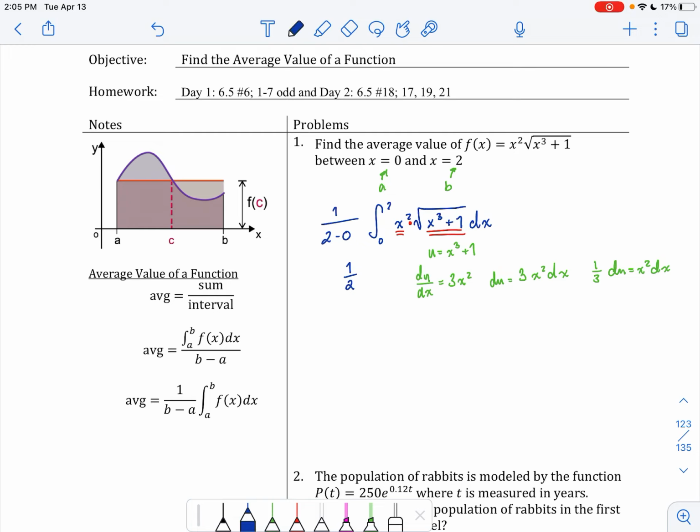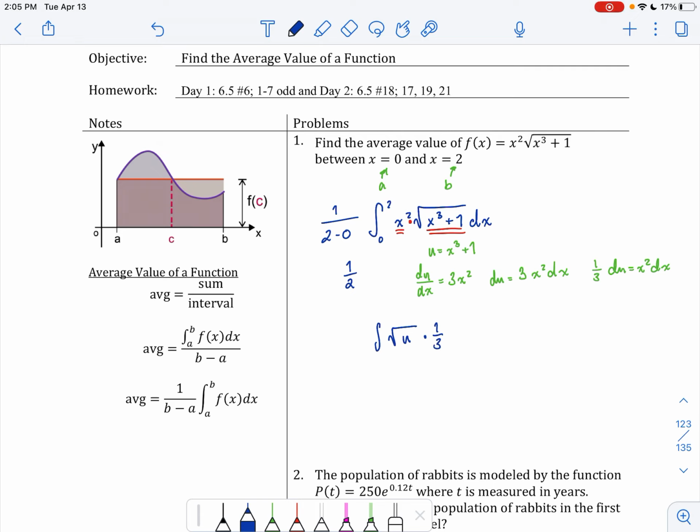So I will do my substitution for my integral, which would be root u, right here's our root u, and then x squared dx, 1/3 du, with 1/2 multiplied on the outside to find the average value. Now, because it's a definite integral, I'm going to plug in my bounds. The new bounds are 2 cubed plus 1 and 0 cubed plus 1. So I get 8 plus 1, which is 9, and 0 plus 1, which is 1. So my new bounds are from 1 to 9, which is nice because I'm plugging them into a root.